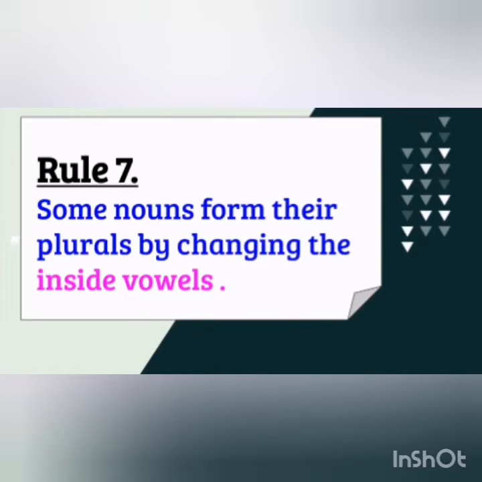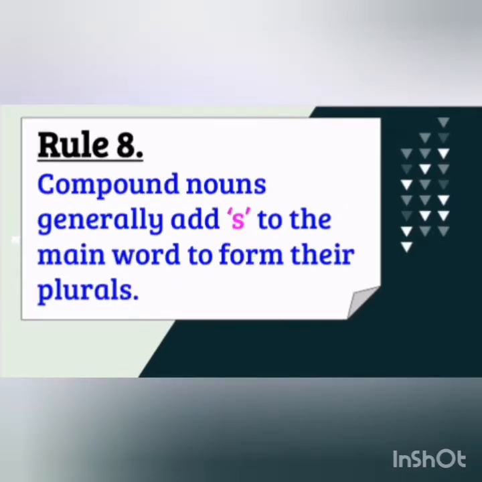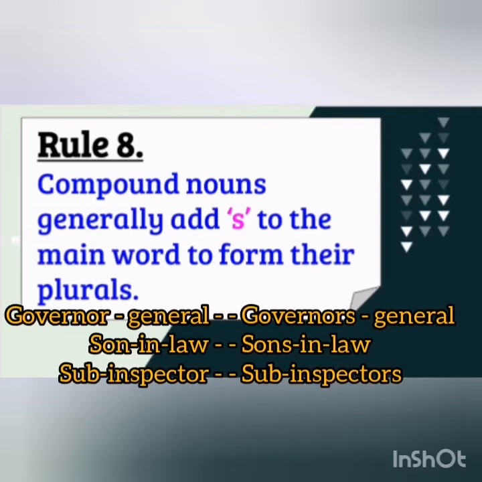The eighth rule says that compound nouns generally add s to the main word to form their plural. Compound nouns means the nouns that are made with two words. When two words are combined together, they are known as compound nouns. For example, governor general will be governors general. Like son-in-law, it will be sons-in-law.